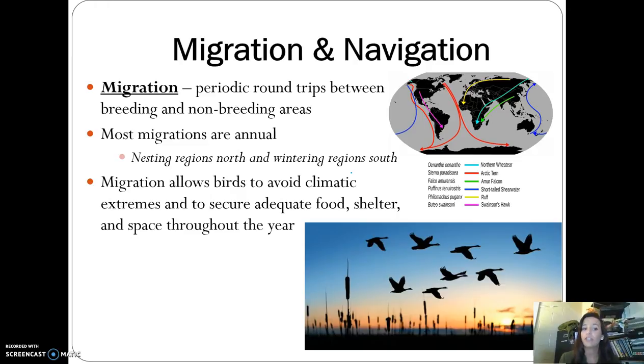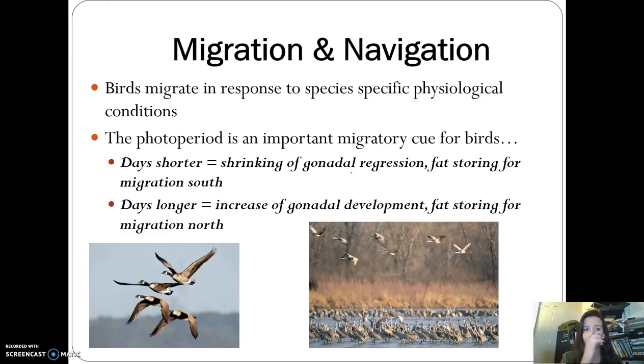In terms of migration, birds typically make periodic round trips. Now, not all birds migrate, but a lot of them do, and it's usually an annual thing. So they move north for nesting and reproduction, and then in the winter, when it's cold in the north, they move south. This allows them to avoid those climatic extremes, but also to make sure they have plenty of food and shelter and space to live.